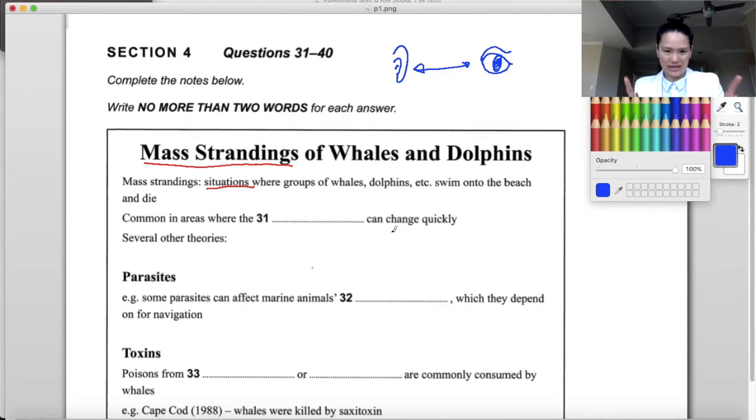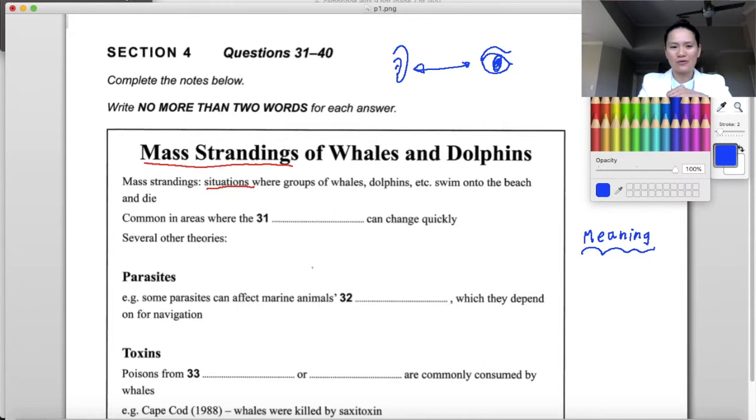One thing that's really important for IELTS is that they're going to use the same meaning, but they're going to write it in a different way. Okay, if you're ready, let's go together. Look at this one: mass stranding of whales and dolphins. As the picture, you just saw them already. Common in areas where the ... you have to find this word. And importantly, you have to spell correctly. Can change quickly. Several author theories.